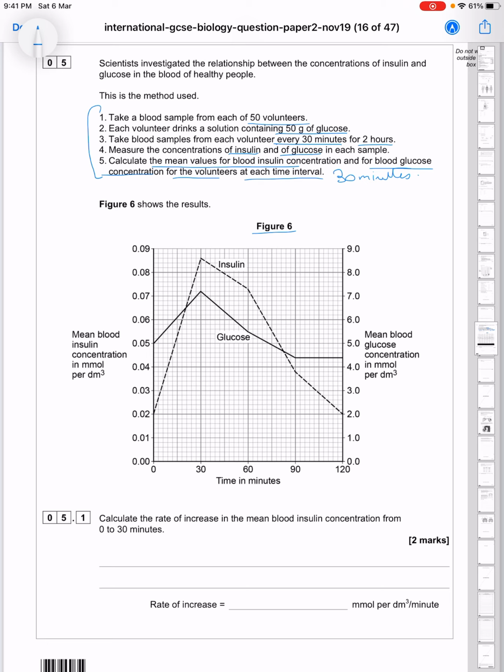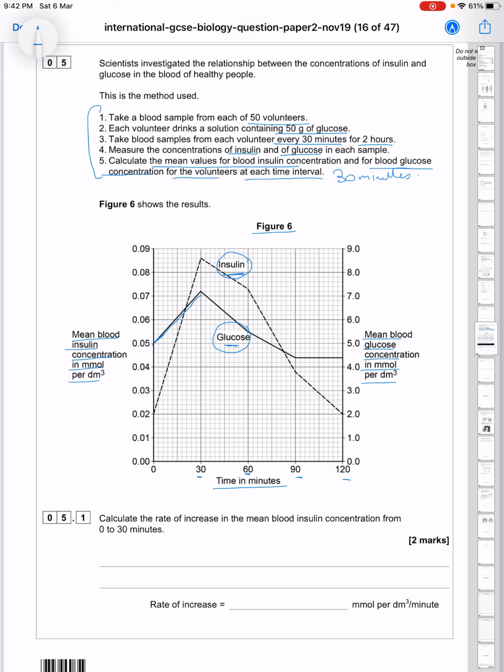Figure 6 shows you the results of the graph. You can see here on the x-axis the time in minutes, in 30 minute intervals for 2 hours. On the right you have the mean glucose concentration in millimole per decimeter cubed, and on the left you will see the mean blood insulin concentration in millimole per decimeter cubed. Clearly the solid line is for the glucose and the dotted line is for the insulin. It's really important to know which is which, and it's self-explanatory here on the graph.